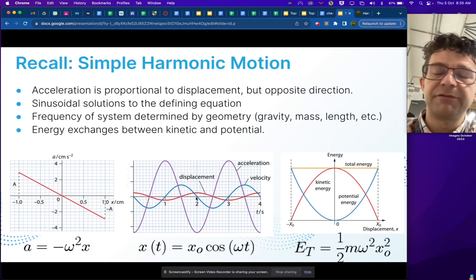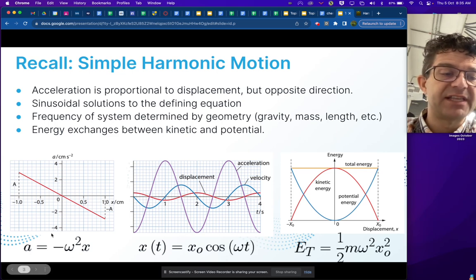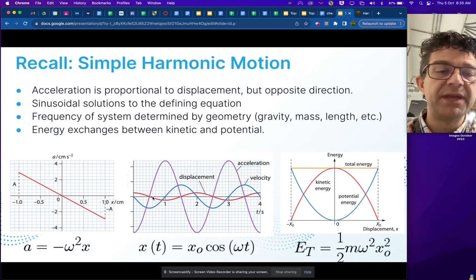And then finally, if we wanted to take another derivative, you would get negative x0 omega squared times cosine omega t. And that tells us that the acceleration will be opposite to, but proportional to, the displacement. So when the displacement is a maximum, the acceleration is a minimum. When the acceleration is zero, the displacement is zero. When the displacement is a maximum, the acceleration is a maximum in the opposite direction.